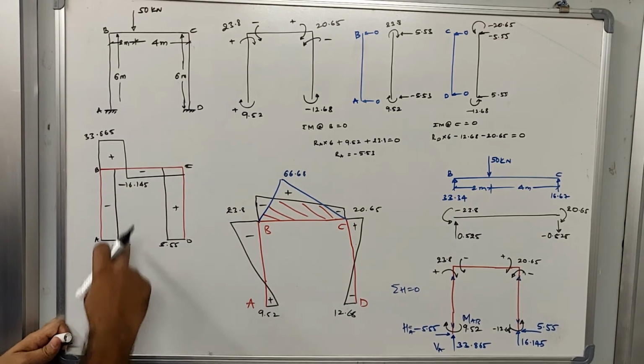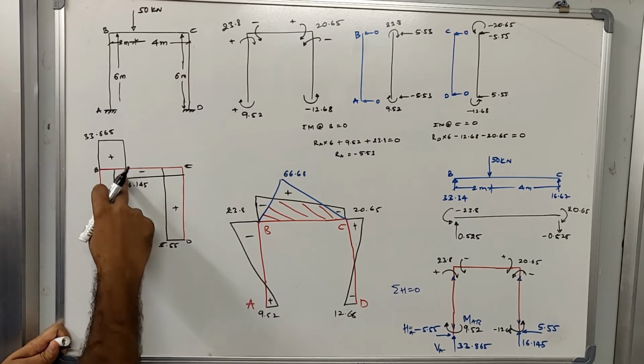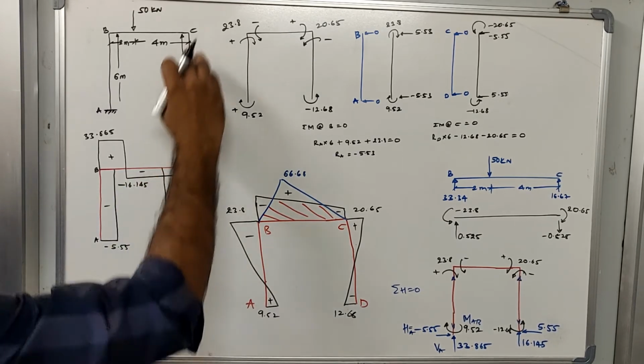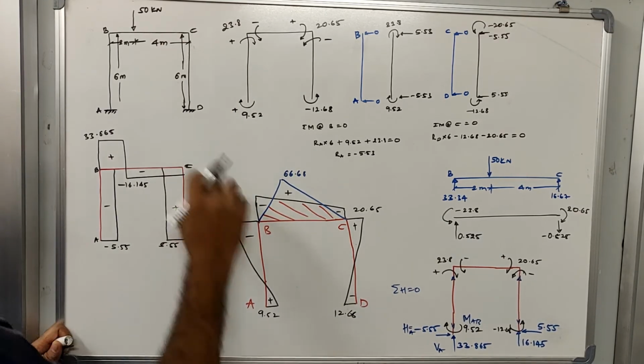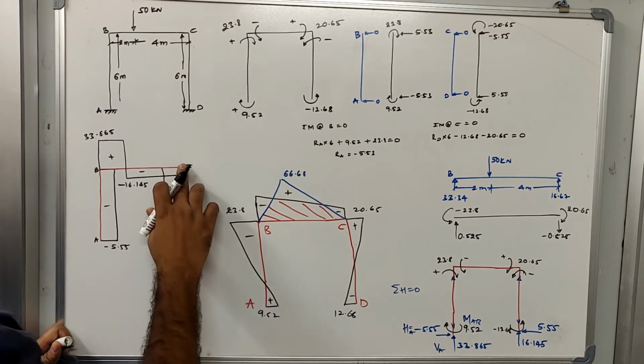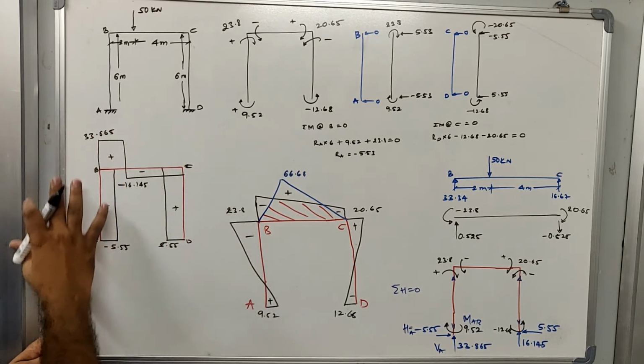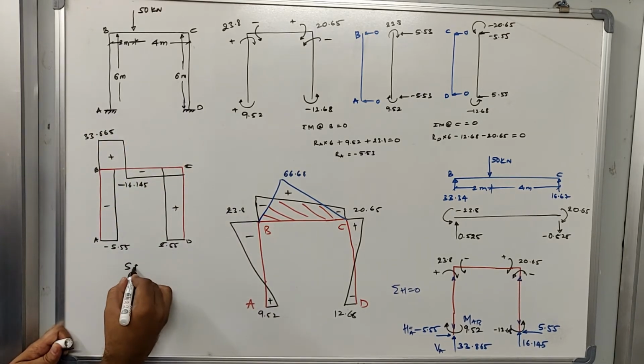So minus 16.145, and this will continue till this point. As we know, the reaction at C is equal to the reaction at D, which is 16.145, and this will go in the upward direction, and it will become 0. So this is the shear force diagram that we have.